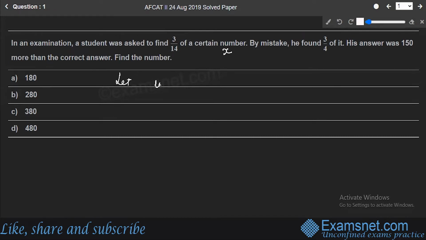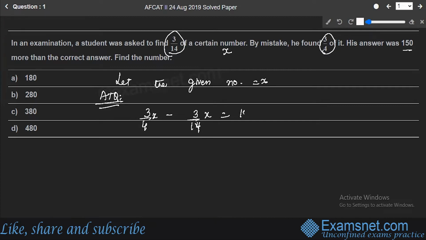Let the given number be x. Then according to the question, he found 3 by 4 of it, but actually he had to find 3 by 14 of it, and the difference between the two was 150. So 3 by 4 of x minus 3 by 14 of x is equal to 150. I'm taking 3x by 2 common from here.